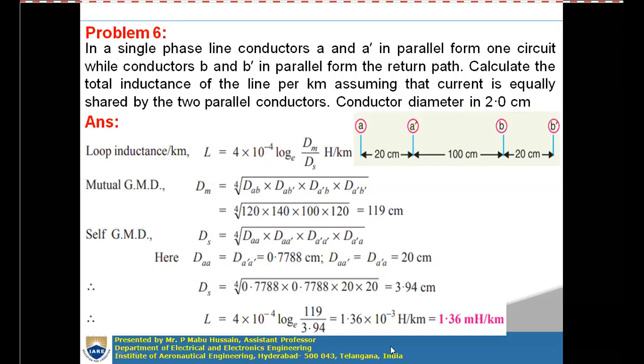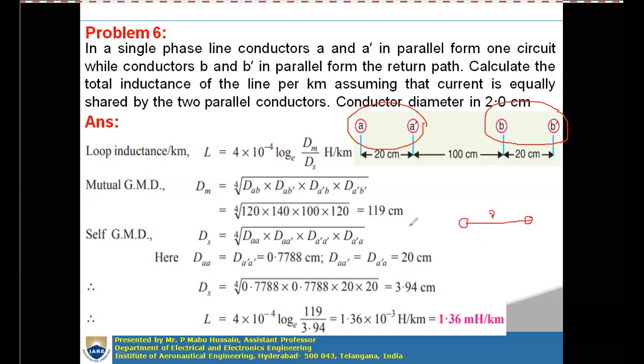If you observe the figure here, it is a single phase line. Each phase has two conductors: phase A has A and A dash conductors, and phase B has B and B dash conductors. We have done a problem in which you have only one conductor per phase. The distance between them is given as D. Then L is equal to 4 into 10 power minus 7 ln DM by DS. This is the loop inductance.